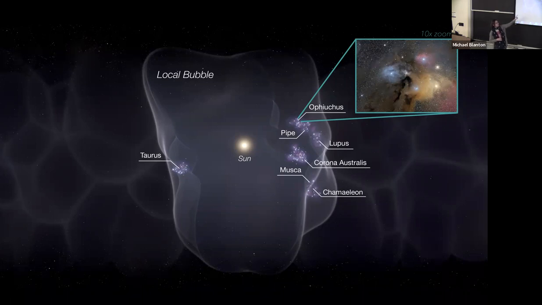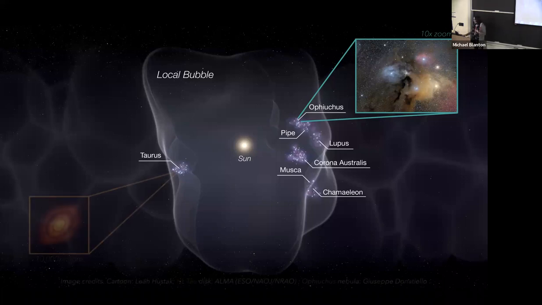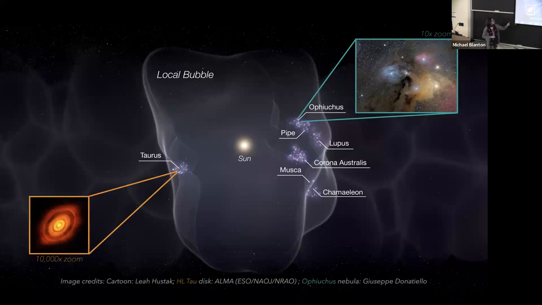So for instance, if we looked at a factor of 10 times smaller scale in one of these clouds, you would see this beautiful Rho Ophiuchus nebula, where you can see these bright young stars forming on the surface there. And then if you zoomed in on another star-forming region by a factor of 10,000, you would see this protoplanetary disk, which is from ALMA.